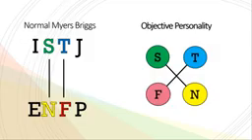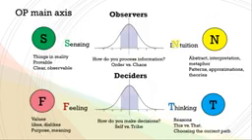For people who are familiar with Myers-Briggs, you're going to see some things that you recognize, the S and the N axis, which has to do with the way people process information, and the F and the T axis, which has to do with the way that people make decisions.